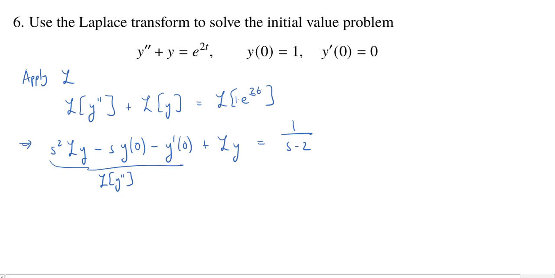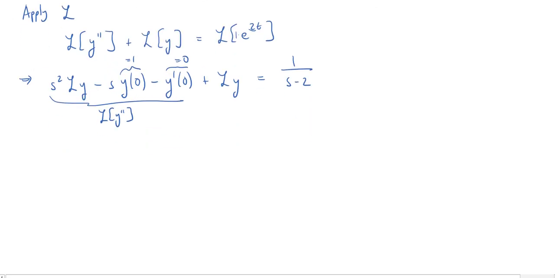Okay, so what's the goal now? Well, we can insert these values, right? So y of 0 is 1. So that's pretty nice. And y prime of 0 is 0. So that piece is just going to go away. And what I would really like to do is solve for L of y. So we're going to solve for L of y.